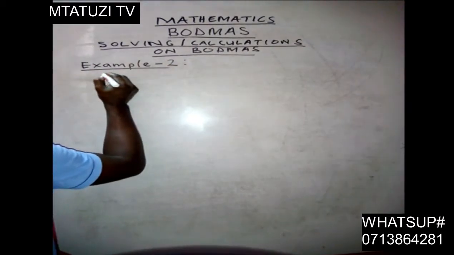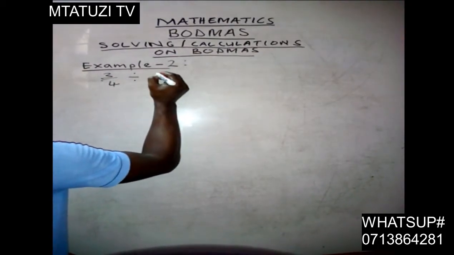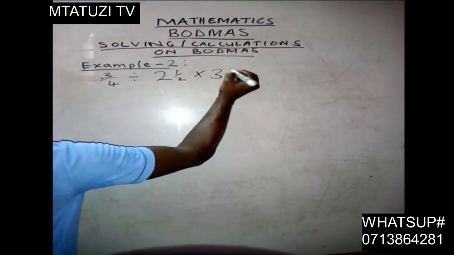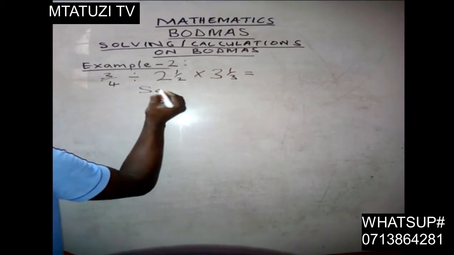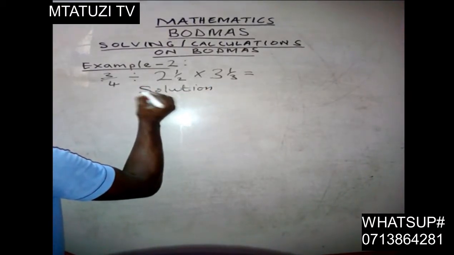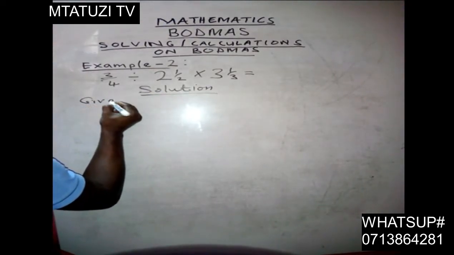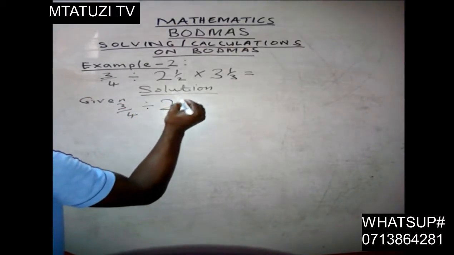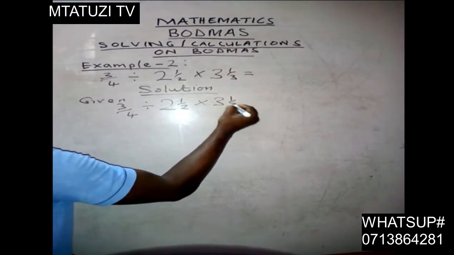Example number 2, you are given this one: 3/4 divided by 2 1/2 times 3 1/3 is equal to. Given a question like this, you are supposed to solve or calculate it. In order to solve this one, we have 3/4 divided by 2 1/2 times 3 1/3 is equal to.